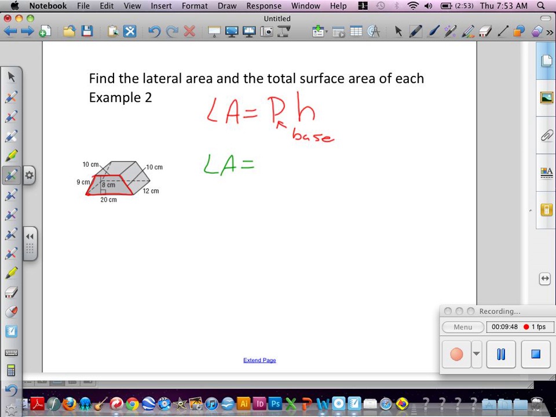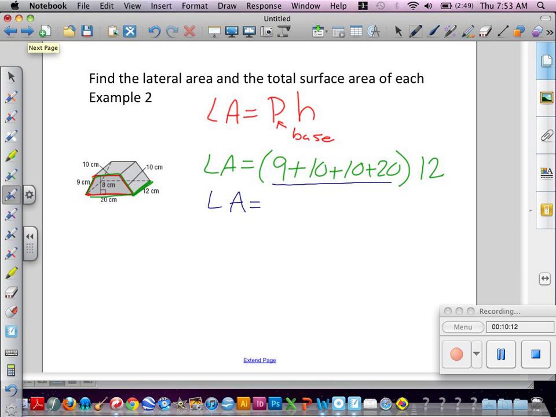So I'm going to add up my sides. I've got 9, 10, 10, and 20. My height is 12. So this is my work here, communicating my mathematics. LA equals, I'm going to add all of those up. When I add those up, I get 49.